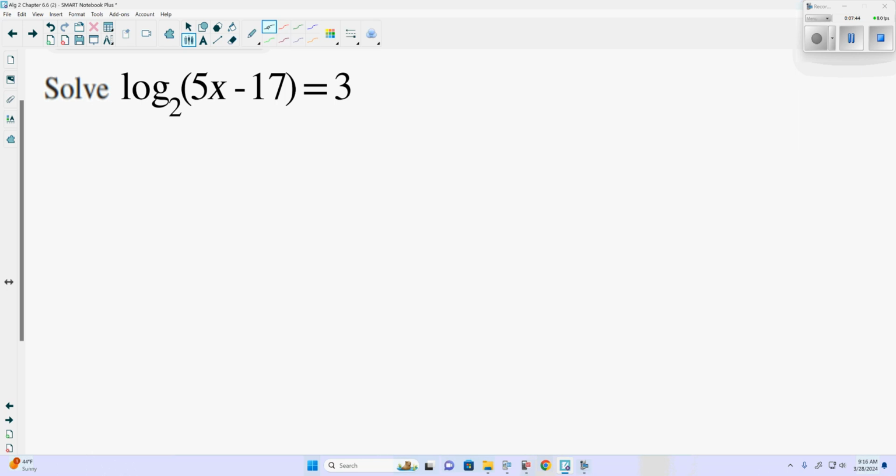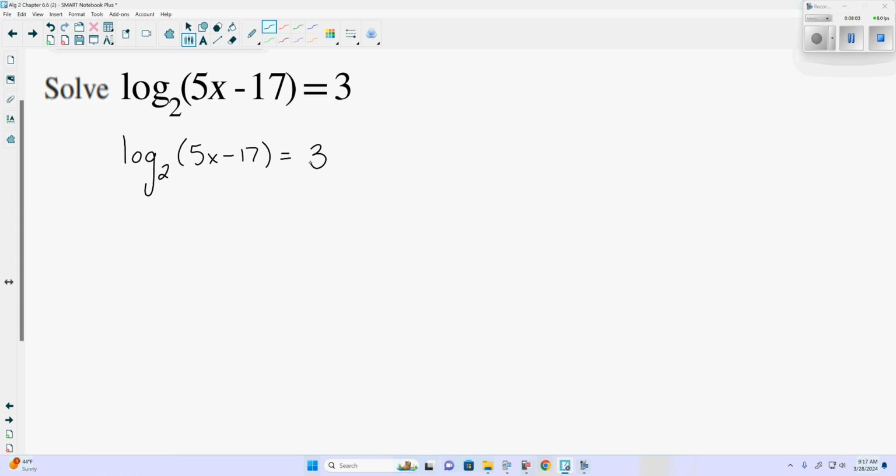Now, I'm going to rewrite it down here. So log base 2 of 5x minus 17 is equal to 3. Now this log is indeed by itself. We have one log, we have a number on the other side. And our goal is to solve for x. We want to get x by itself, yes?